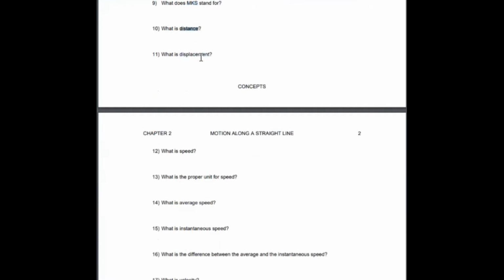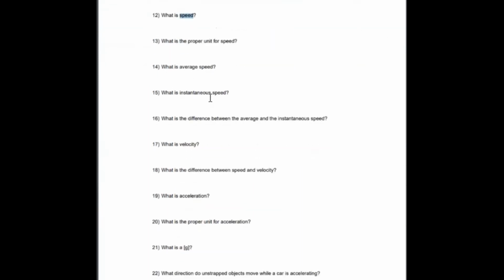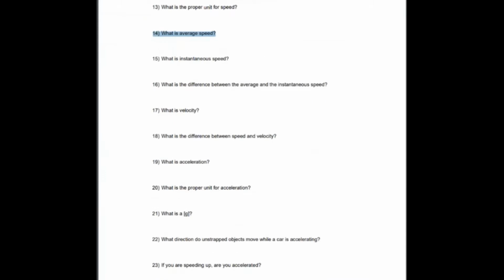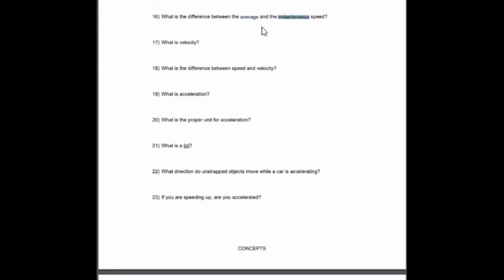Distance versus displacement. Distance is the total path. Displacement is the shortest distance between two points, with the final location indicated as an arrow. Distance is a scalar. Displacement is a vector. It's got direction. Speed is how fast that object moves in space and in time. Proper unit is meters per second. Average speed is a calculated speed, from measured distance and measured time. Instantaneous speed is the measured speed. The difference between the average and instantaneous speeds: average is a calculation, instantaneous is a measurement.